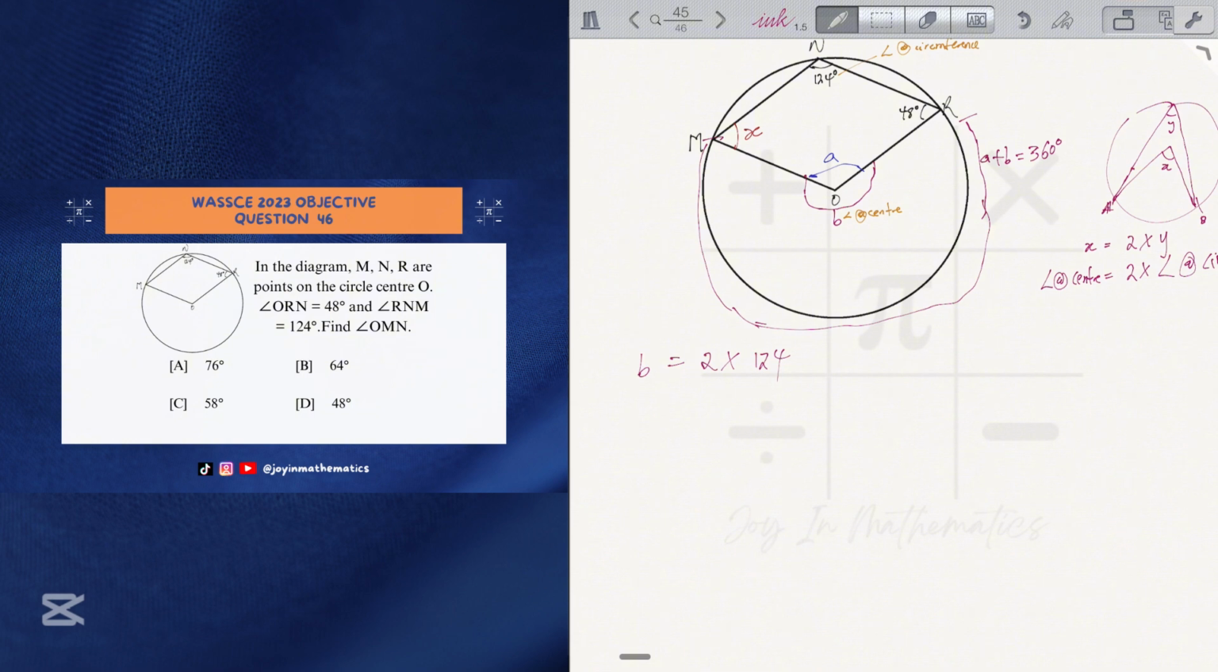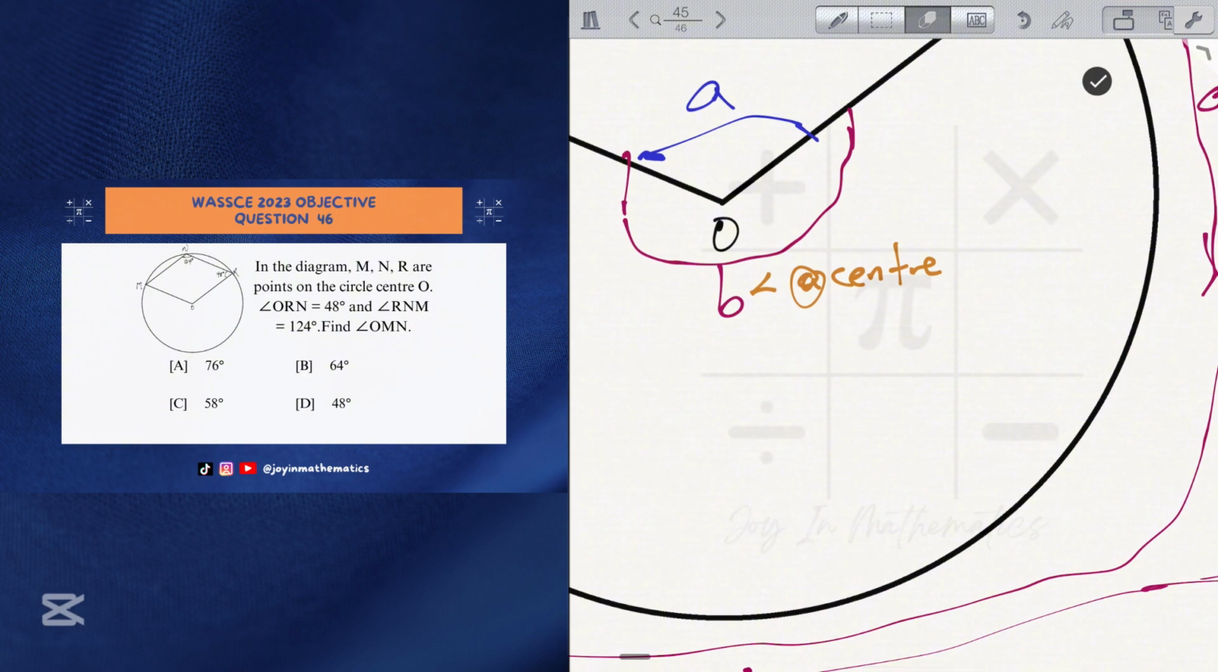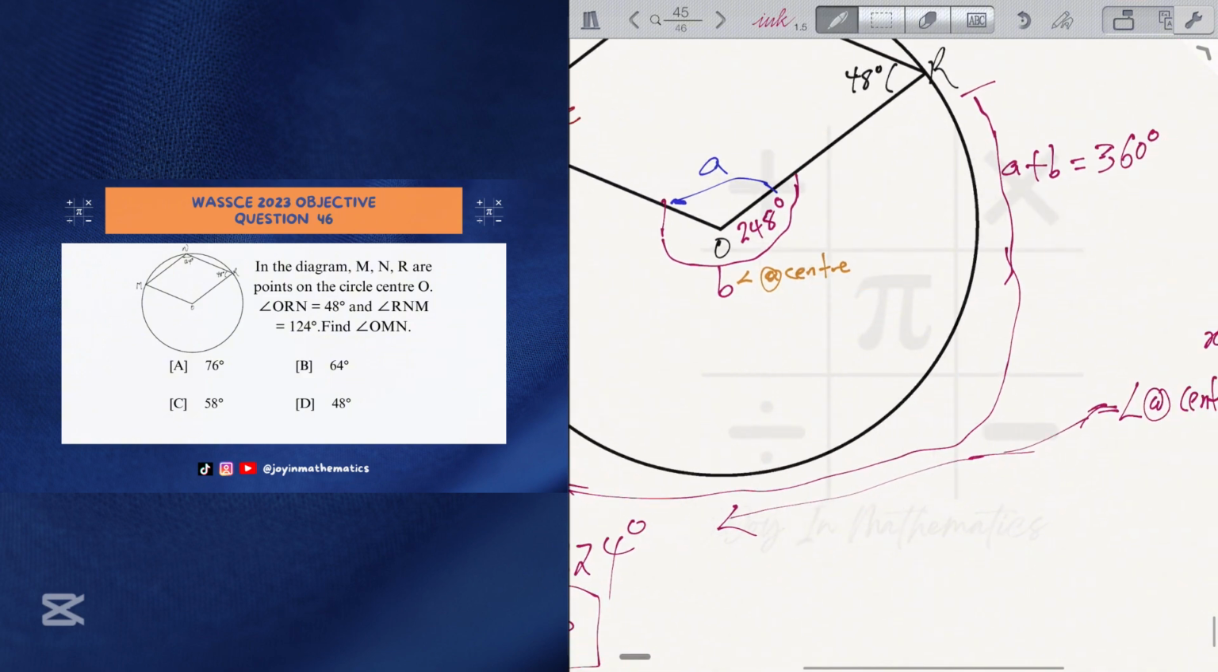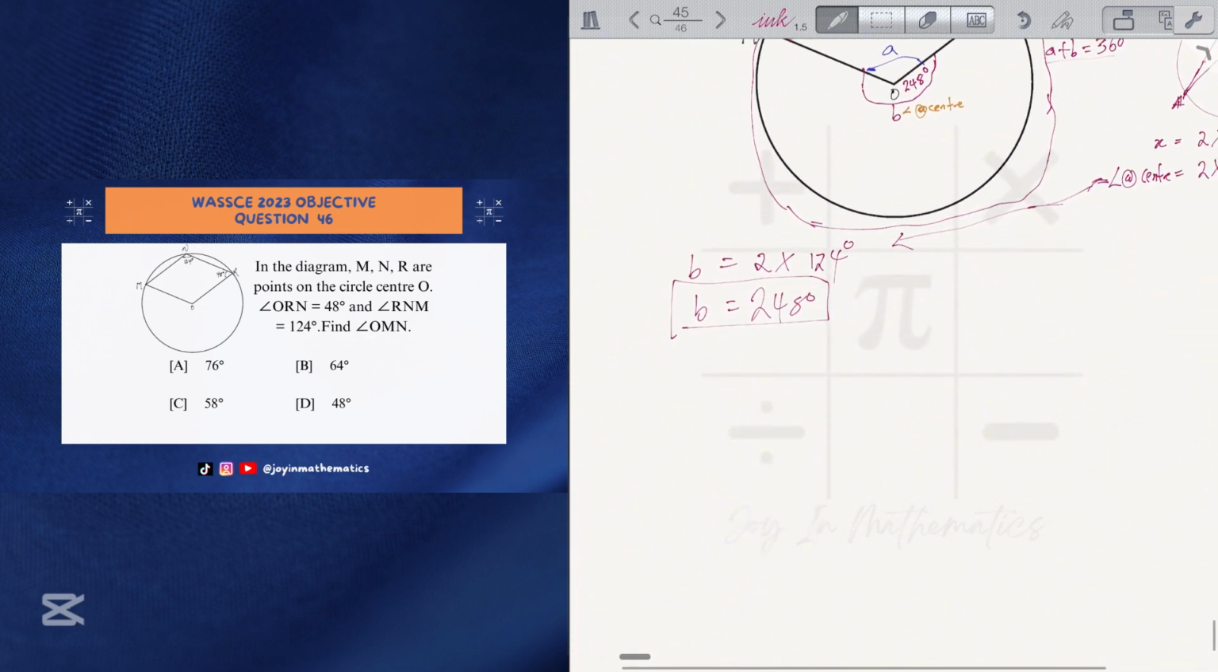because we are applying this principle. So in view of that, B will be equal to 2 multiplied by 124 degrees, which is equal to 248 degrees. Now that we have B, we can evaluate the value of A. Remember, B now is 248 degrees. What now is the value of A? So let's use A plus B is equal to 360 degrees. I found B, now let's find A.